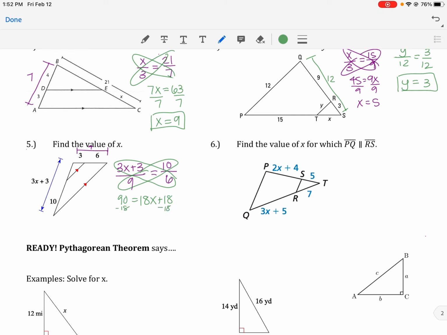Subtract 18 from both sides. We get 72 equals 18x. Divide both sides by 18. X equals 4.